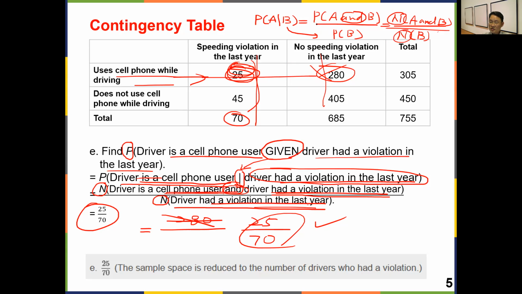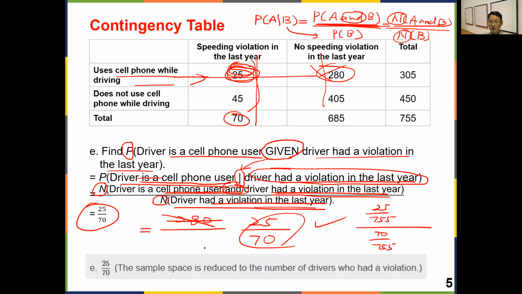Now, can we still use this probability formula? Yes, you bet you can. It'll be just a slightly different form. But I would definitely recommend you to just use it. If you use this original probability form for this question, that would have been finding the probability of cell phone user and had violation. So it's going to be 25 out of 755 on the top. And the bottom part would be probability of violation. So it's going to be 70 out of 755.